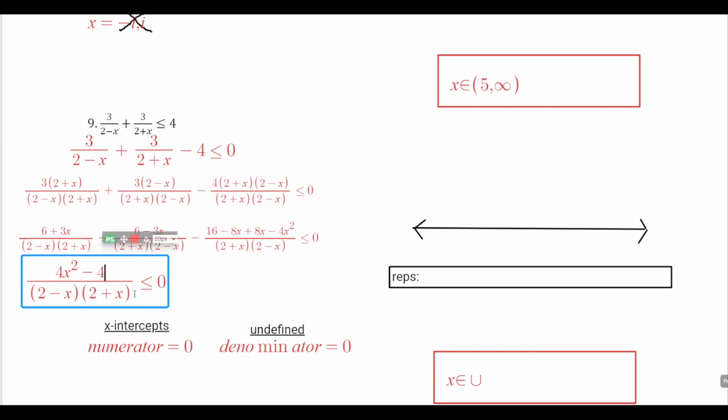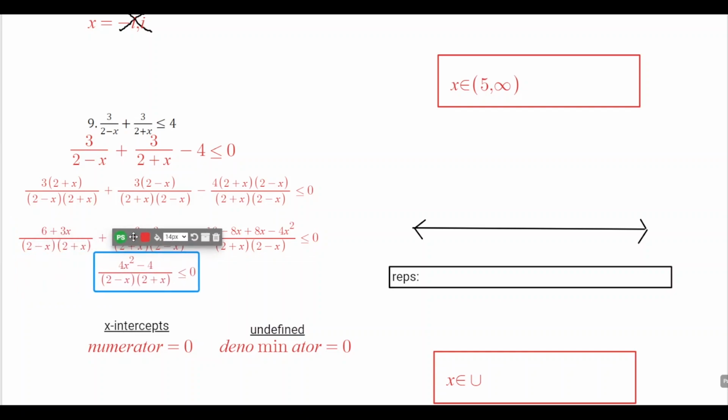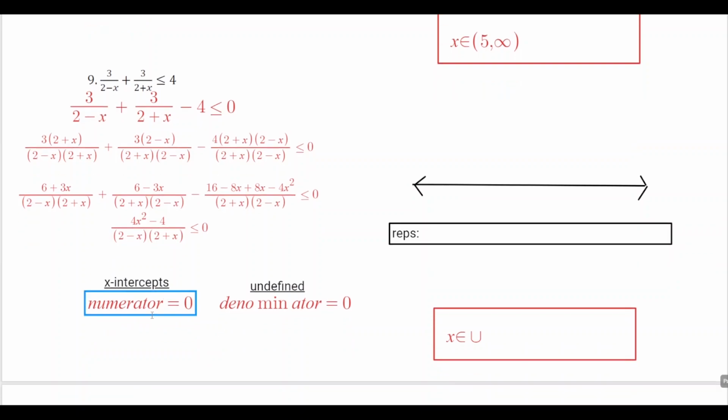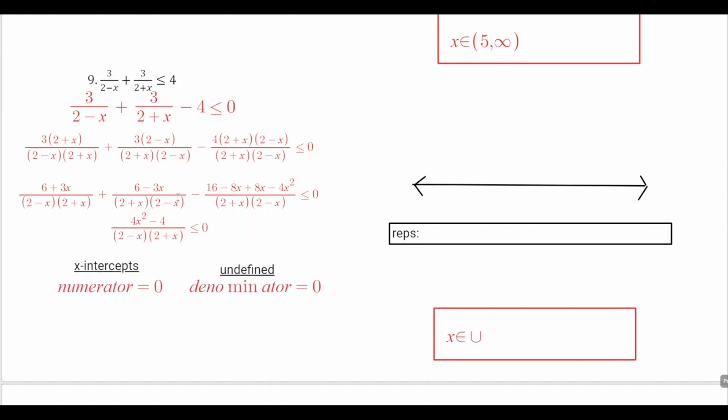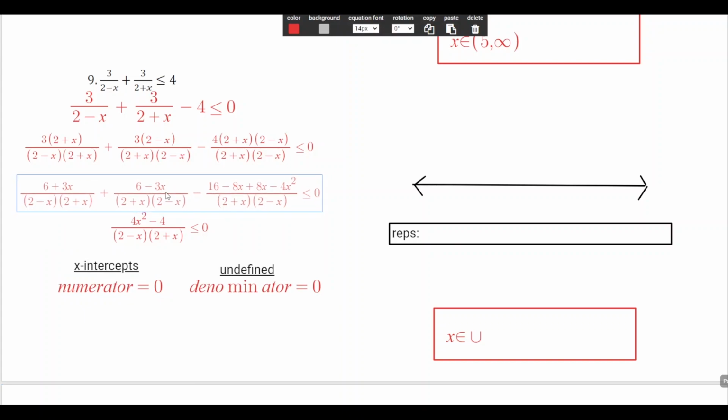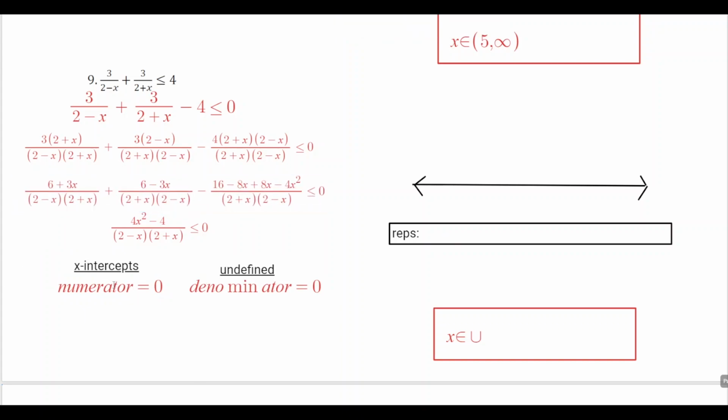And then I think what I want to do here is factor this out as much as I can. But I guess I could do that down here when I start solving for all the x-intercepts and where it's undefined. All right, so now that I got all that settled, I've cleaned up my expression. Now I can go ahead and just start solving. So to find the x-intercepts, I'm going to set 4x squared minus 4 equal to 0.